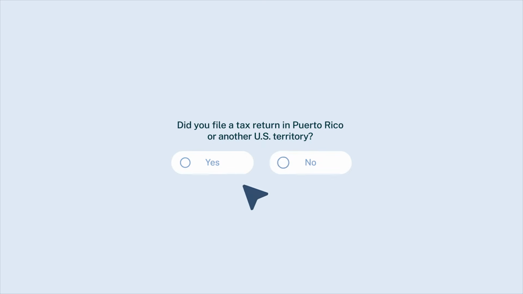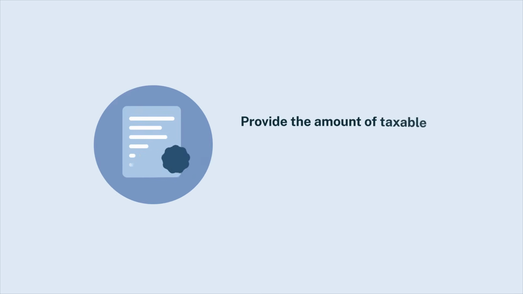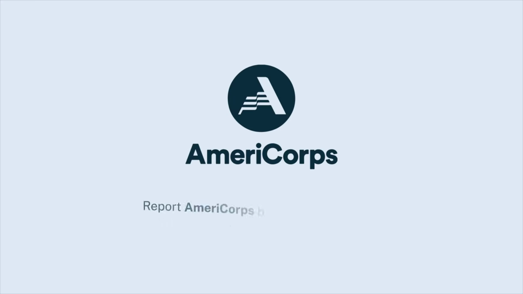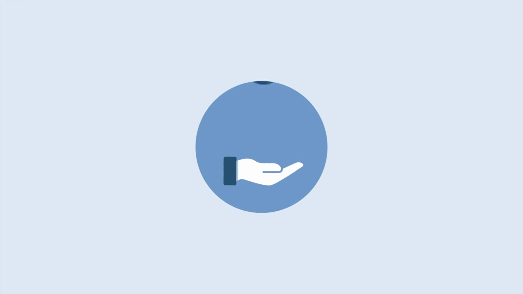Although your tax information will be transferred, you'll still need to provide additional financial information for this section of the form to be complete. You may be asked to select your tax filing status. If you filed a tax return in Puerto Rico or another U.S. territory, if you select yes, you'll see additional questions. Other information you'll need to enter in this section includes the amount of taxable college grants, scholarships, or AmeriCorps benefits you reported as income to the IRS on your tax return. You should not include any federal Pell Grants you may have received.